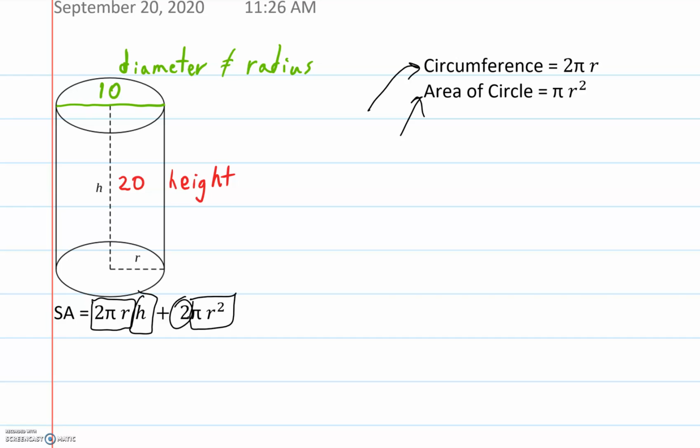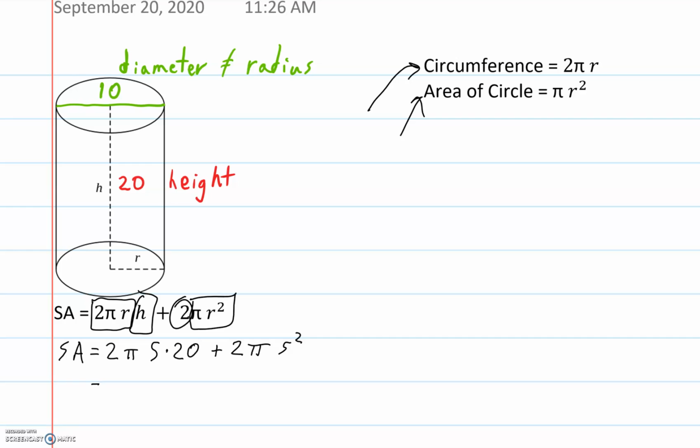So let's try this out with the numbers that we're given. We have surface area equals 2 pi r. R is not the same as the diameter, it's half the diameter. So sometimes you're given the diameter, so you have to be very careful. So r, and then height of 20, plus 2 pi r squared.